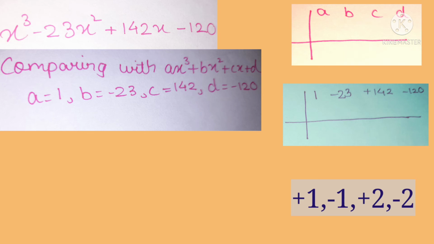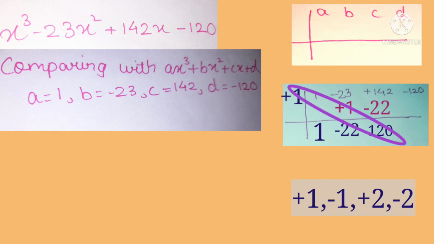Okay, so let's try with 1. It's nothing but the a coefficient, that is 1. Put it as 1. So multiply that 1 into the left hand side part, that is 1 into 1, 1. And minus 23 plus 1 is nothing but minus 22. Minus 22 into 1, it's nothing but minus 22. 142 minus 22 is 120. So 120 into 1, it's nothing but 120, and minus 120 plus 120 is nothing but 0.